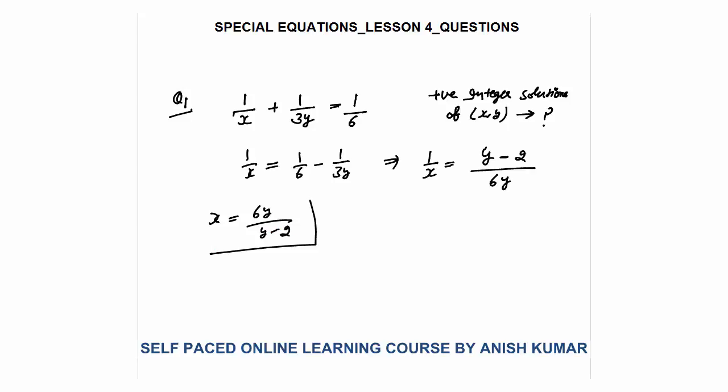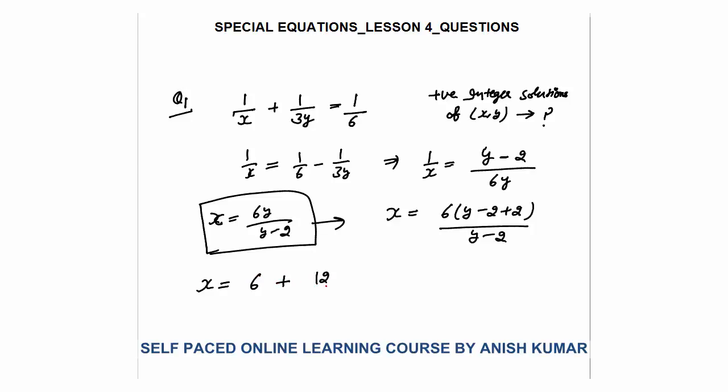Now that was the first task. You have to separate variables x and y. Then whatever number there is in the denominator, make that same number in the numerator. So can I say x is equal to 6 into (y minus 2 plus 2) divided by y minus 2. You will get x is equal to 6 plus 12 upon y minus 2. That is the value of x that you will get.